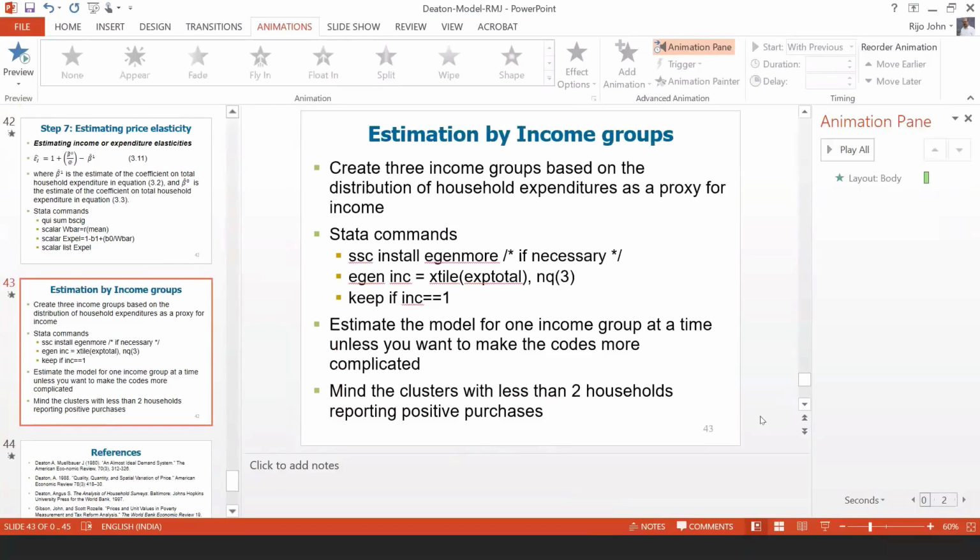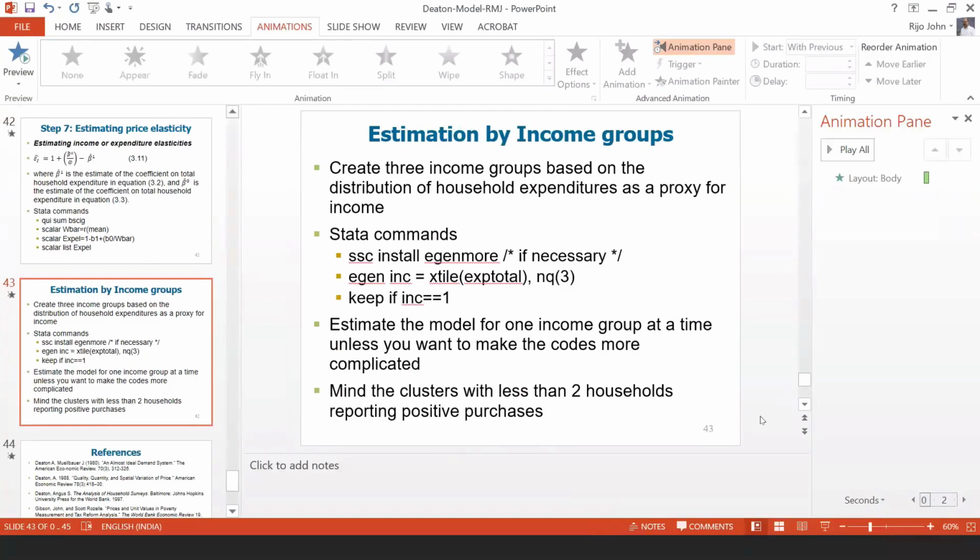So for that, we can simply generate an income variable. Basically, in situations like this, we have the total household expenditure as a proxy for income that is available to us. You can use the X total, which is the total expenditure variable, and generate 3 quintiles, 3 terciles basically, using this command. So we have 3 income groups generated here, and now you keep one income group and drop the other data and repeat the same exercise.